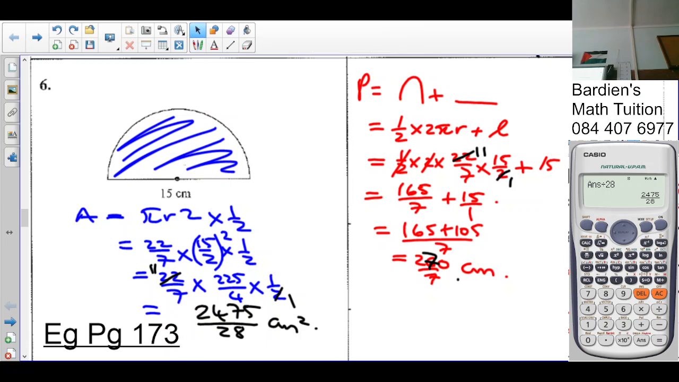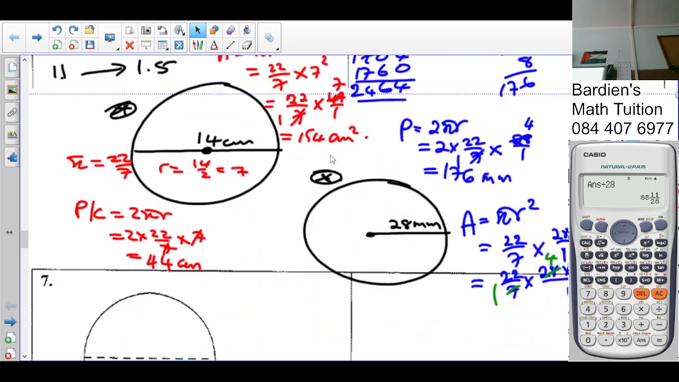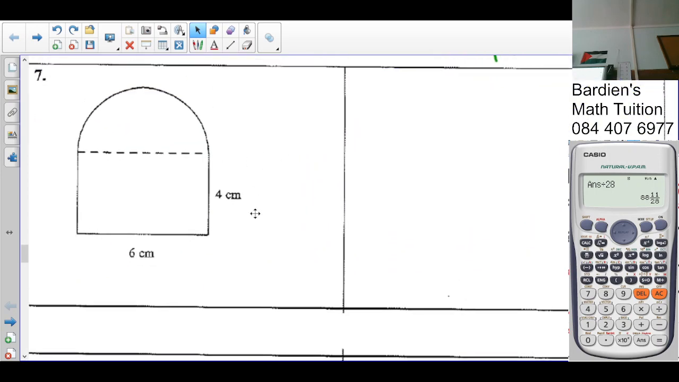If you want to convert it to decimal, it's going to be 88.39, or it can be written as 88 and 11 over 28. Okay, both of those are acceptable. Again, at this point we will accept 2475 over 28. Again, there's going to be long multiplication and long division in your upcoming exam. Okay. Let's look at number 7.